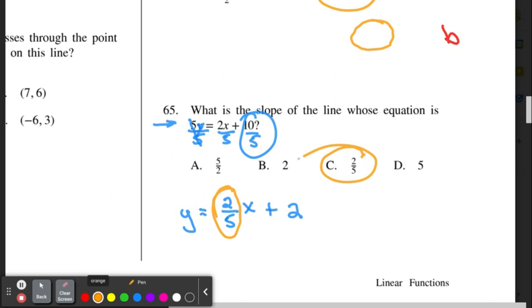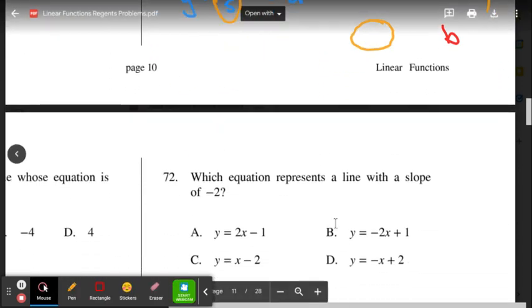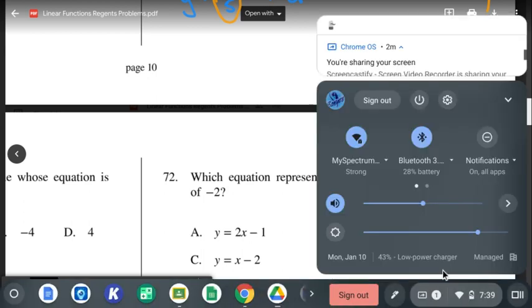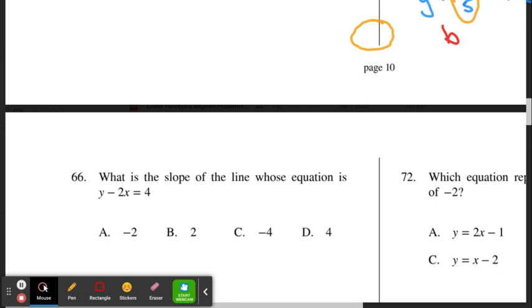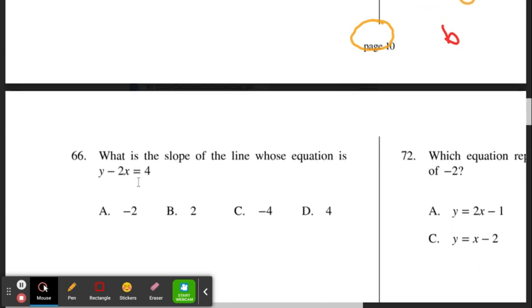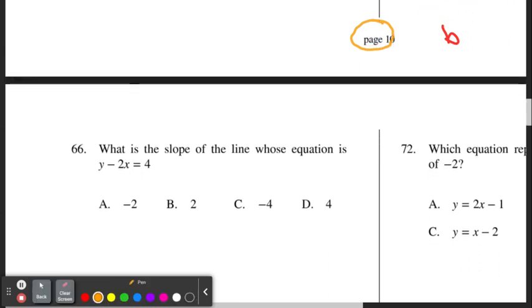Let's do 2 more together, and then you're going to try the rest on your own. And maybe we'll do a little more than that. So for 66, let's get out of the orange.